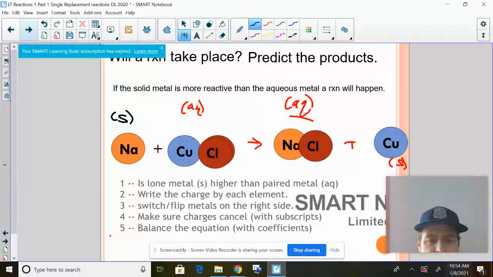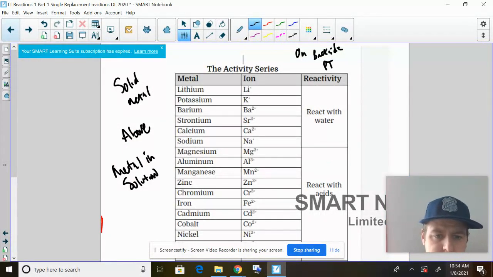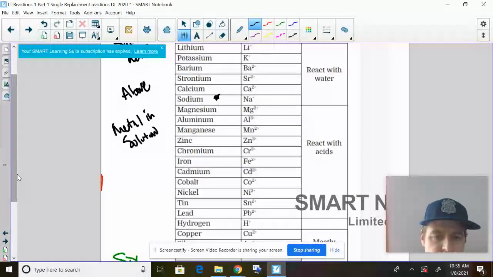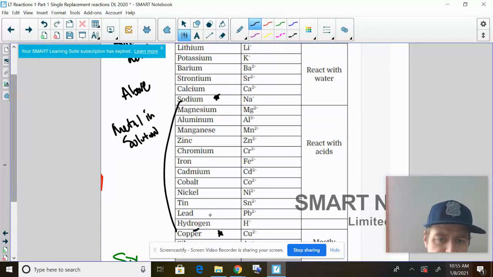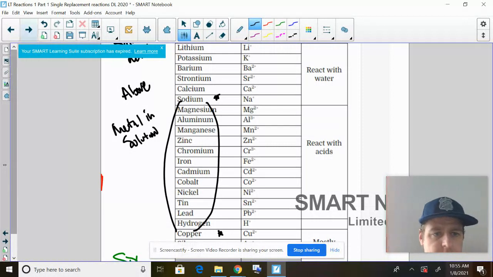Okay, so let's take a problem here. There's 5 steps that you really have to follow. Is the lone metal solid higher than the metal that's paired? So let's look. Is sodium higher than copper? So here's sodium. And is it higher than copper? Let's find out. Sure is. So sodium will switch with copper, is what we're saying.